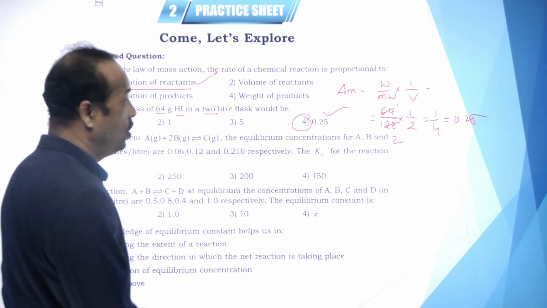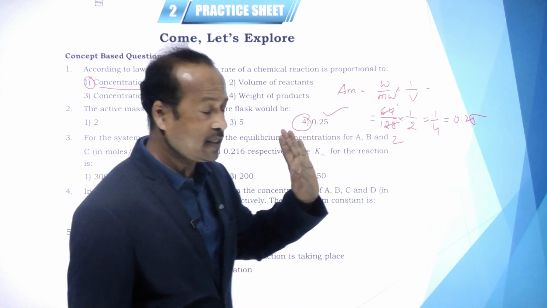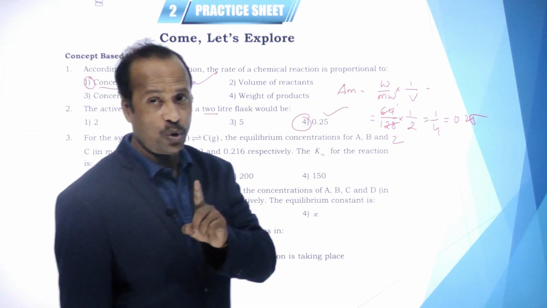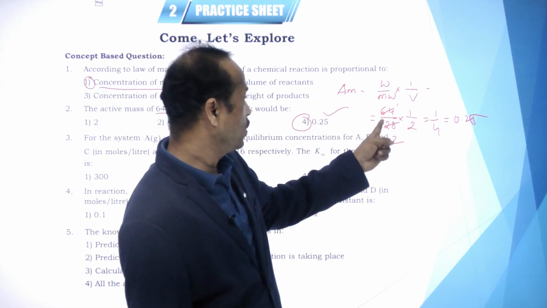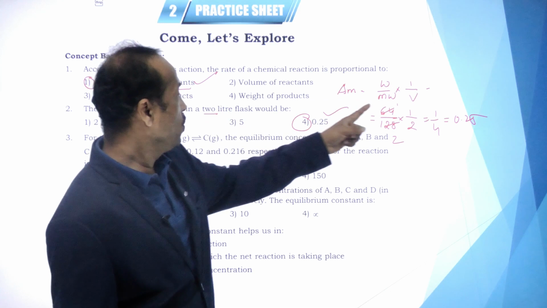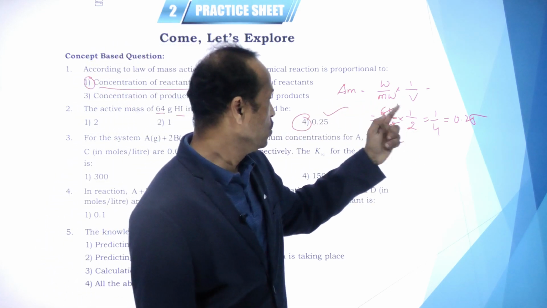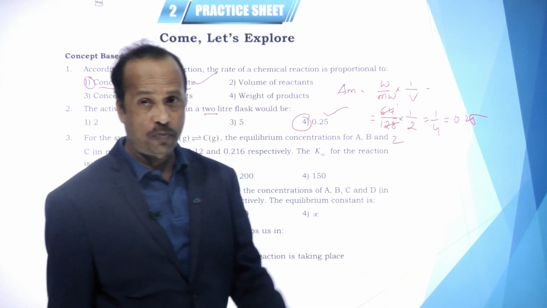Understood how to solve? Weight by molecular weight into 1 by volume in liters. Weight is given as 64 grams. Molecular weight you should know: for hydrogen iodide it is 128, into 1 by V. V is the volume, 2 liters, already given. So 64 ones are 64, twos are 128, so 1 by 4, which is equal to 0.25.